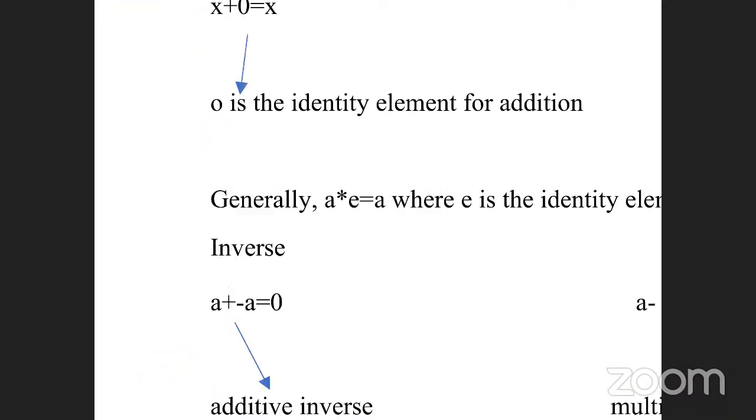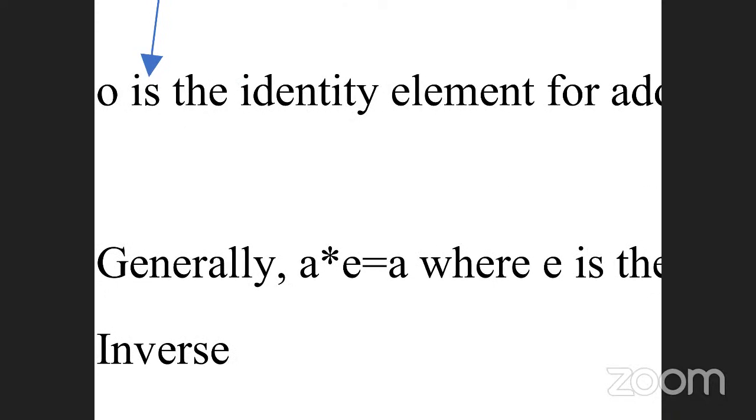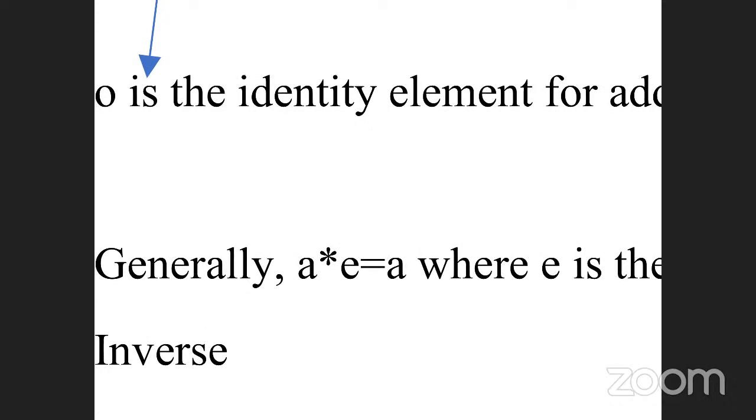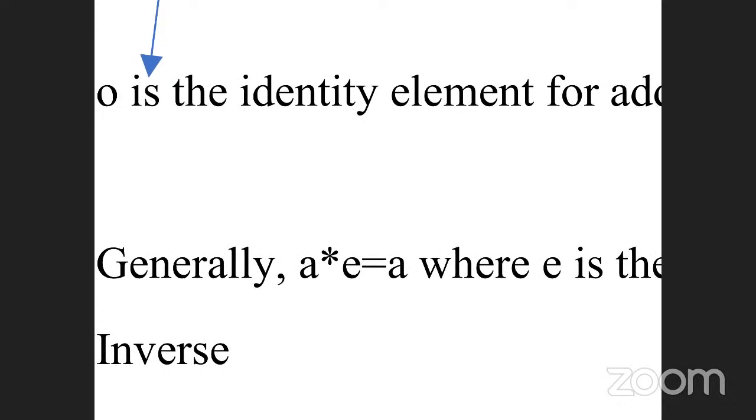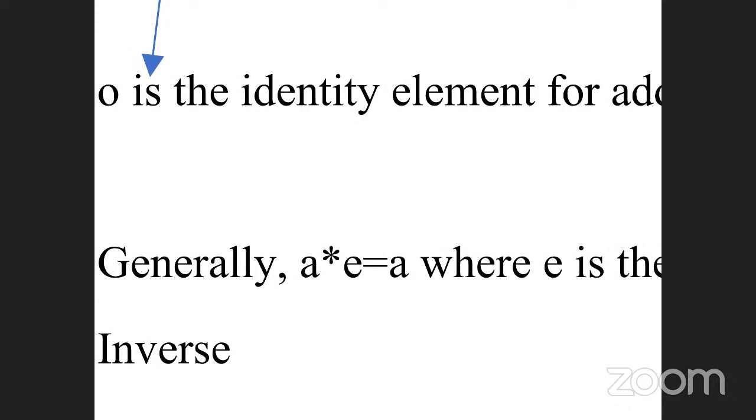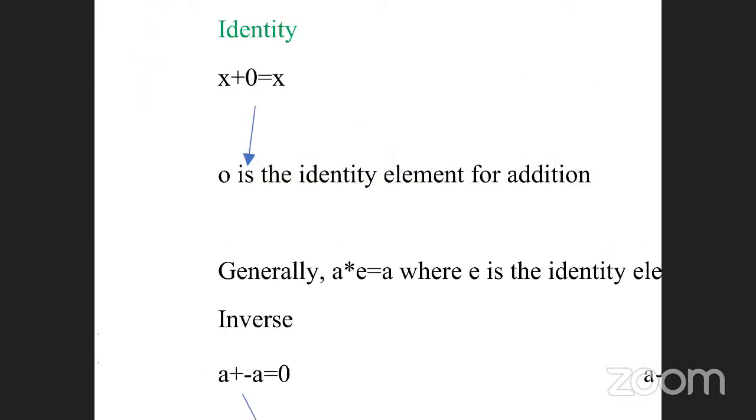A star E is equal to A. That is the rule to find the identity element, right? A by any function by E, once it gives you A, that E is the what? Identity element, right? So we're going to use a matrix method next day to work out these things.